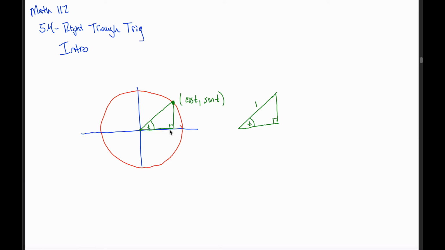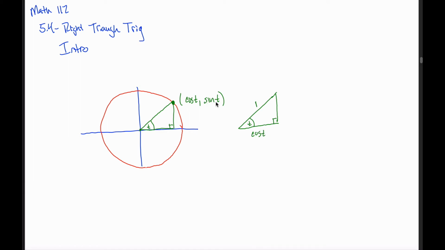What about this side length? Well, the fact that this point has an x-coordinate of the cosine of t means that the distance from the y-axis to this point is cosine of t, the x-coordinate. And the distance from the y-axis to this point is the exact same as the distance from the origin to this point. What I'm saying is the length of this leg of the triangle is the cosine of t.